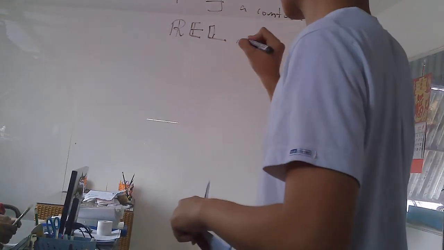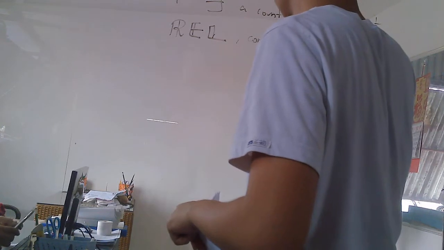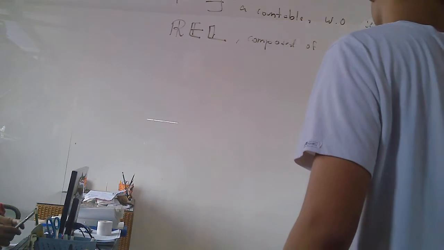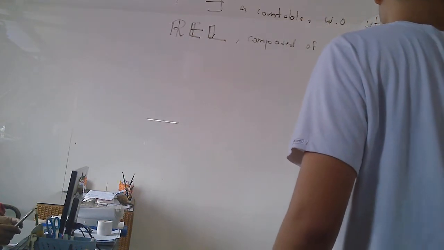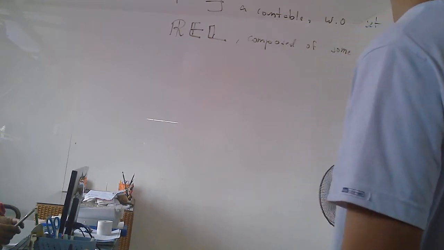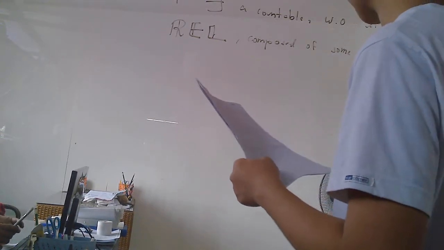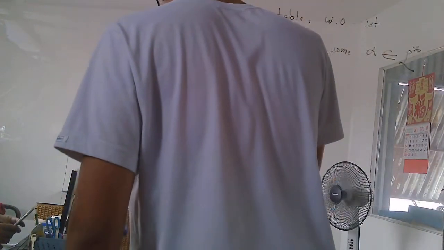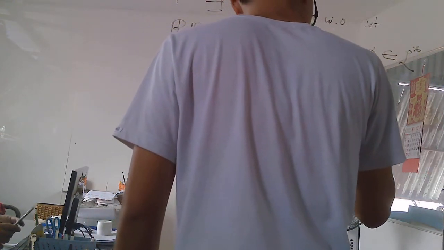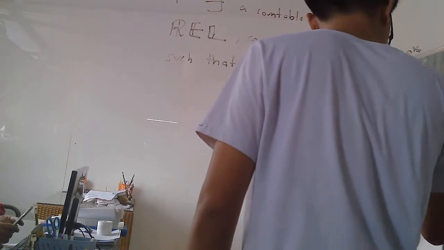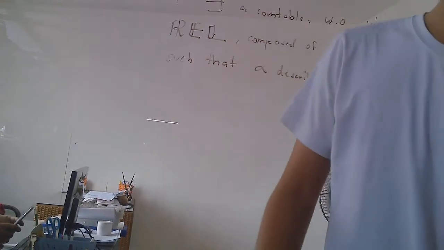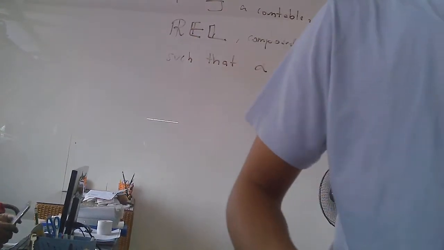it is composed inside the Kleene star operation over a language L, or an alphabet L, of some A inside L, wherein A is some string concatenation, such that A describes a relationship. So yeah, it describes a relationship and all that.